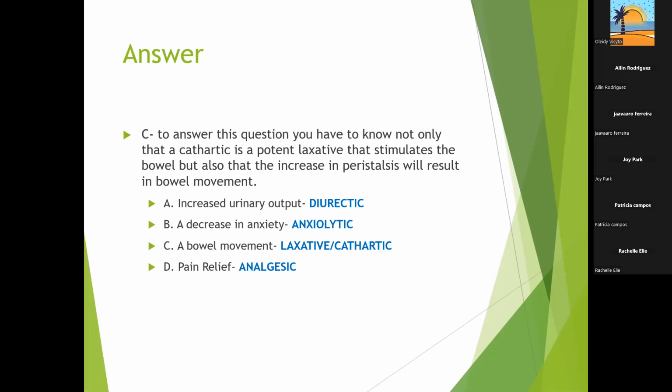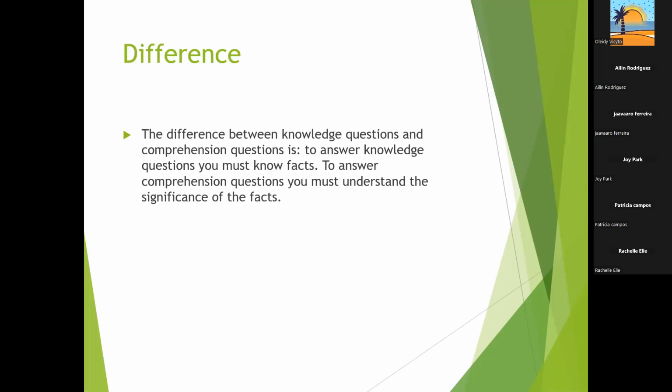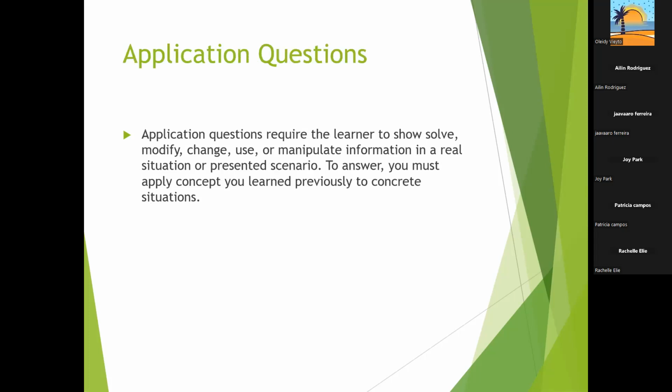So you can see how when you know certain things, it helps you get the answer right, especially with pharm, okay? You want to make sure you learn your medications by classes. And this one didn't even name any meds. It just gave you classes, therapeutic. Okay. So again, just a basic comprehension question. The difference between knowledge and comprehension is that you have to have the knowledge, which is just facts. Comprehension, you have to know the significance of those facts.